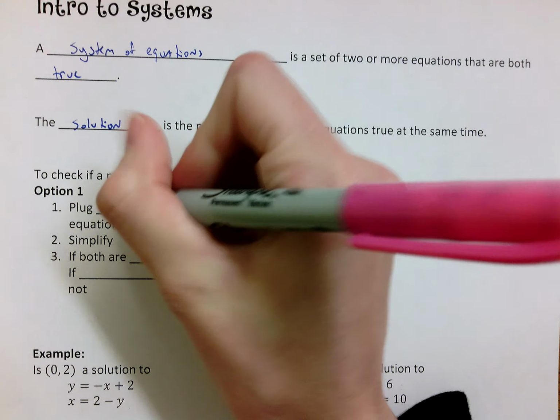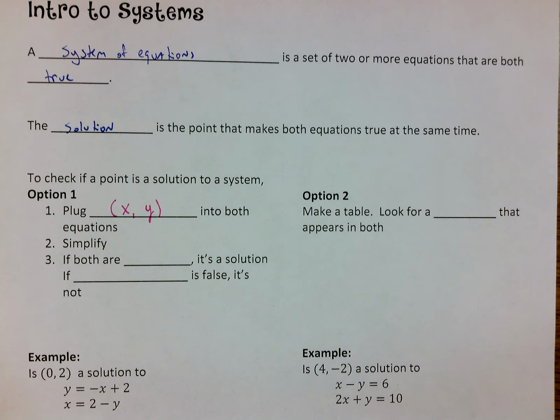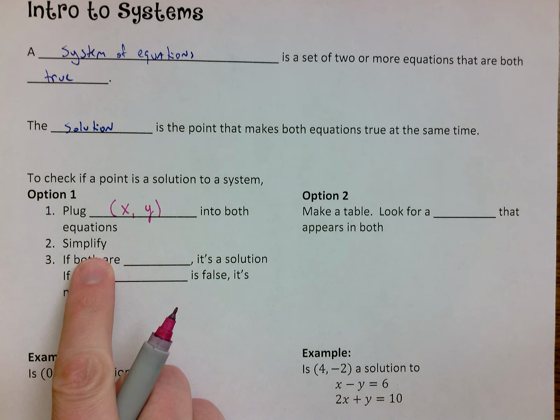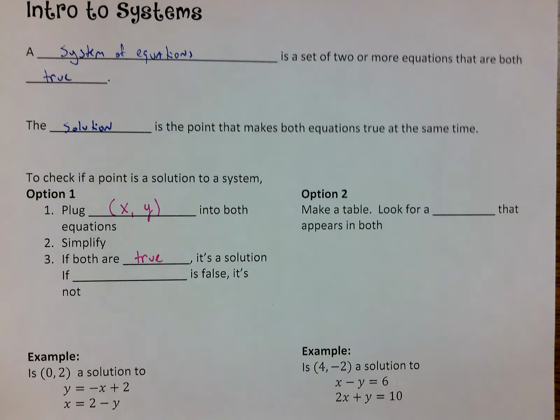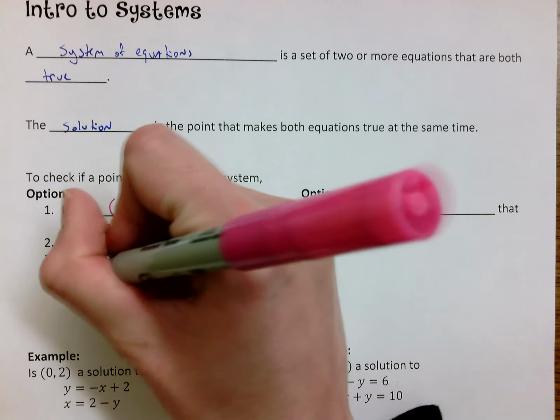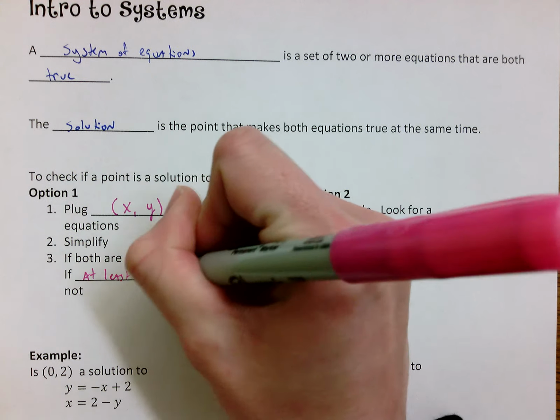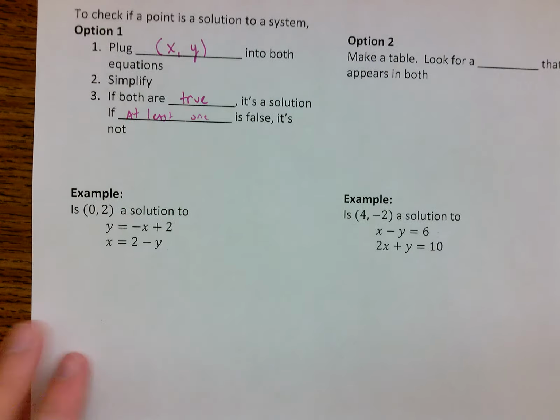So here's what we're going to do to check if a point is a solution to the system. We're going to plug in the point, which, remember, points are always x and then y. So we're going to take that point, figure out what x and y are from it, and plug it into both of the equations. We'll simplify it and see what we get. If both of the statements that are left are true, then it's a solution. Okay, and if at least one is false, then it's not a solution. So it's an all or nothing type situation. They have to both be true or nothing. Okay, so before we talk about option two, let's take a look at an example.